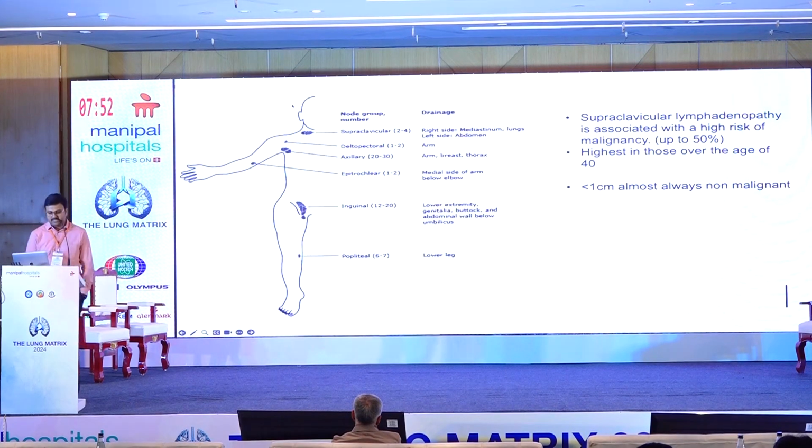Coming to the draining areas, for the supraclavicular nodes, most of the time, if there is a right supraclavicular node, the draining area is the mediastinum or lung, and if there is a left supraclavicular node, it's draining from the abdomen. So especially in adults with at least 2 centimeters of supraclavicular node, always suspect an abdominal malignancy if it is on the left, whereas if it is on the right side, we can suspect a mediastinal or a lung pathology. Supraclavicular lymphadenopathy is associated with the highest risk of malignancy when compared to other lymph nodes. Almost 50% of the patients with supraclavicular lymphadenopathy will have a malignancy, especially in patients above 40 years. Less than 1 centimeter lymph node in any group is almost non-malignant.